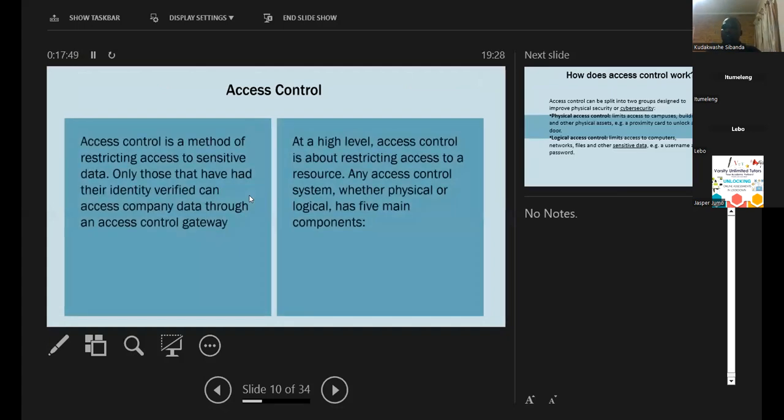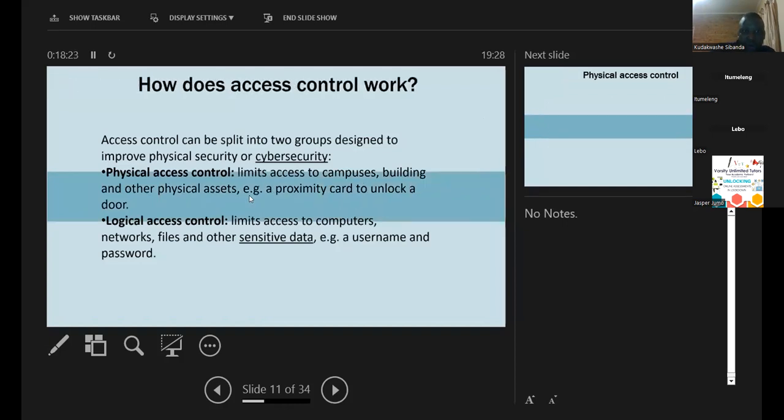When I'm talking about access control, we're talking about a method of restricting access to sensitive data. That's the reason why you see some companies have vaults. If you go to a bank, they've got a room that has a vault. Why? It's a physical access control measure to restrict access to sensitive things. So there are two types of access control. It can be physical, or it can be logical.